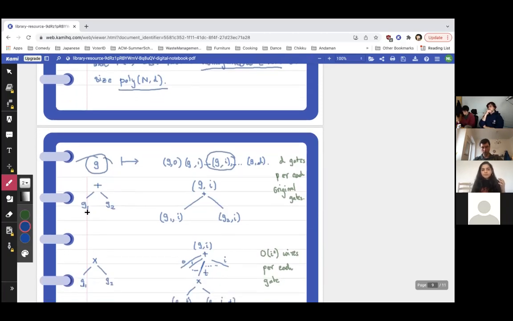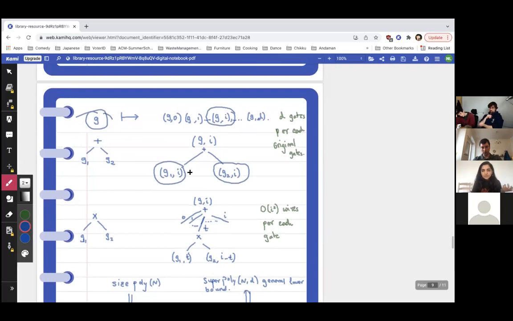For example, suppose we have a plus gate in the original inhomogeneous circuit with G1 and G2 as its two children. Then inductively, let's assume I have collected together the degree i component of G1 and the degree i component of G2. Then the degree i component of G is just obtained by adding these two. It's not much to do.